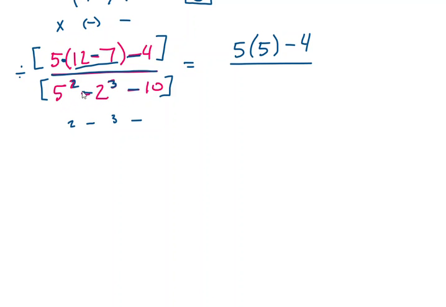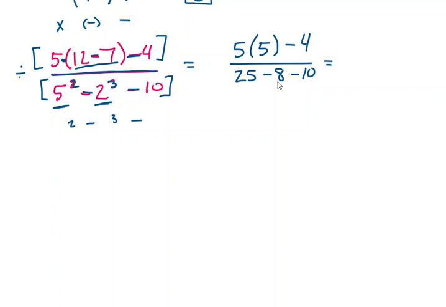Let's do that first. But I have a bunch of exponents, so I'm going to do those. 5 squared is 25. So I just did that one. And then 2 cubed is 2 times 2 times 2, which is 8. So I did that one. And then everything I didn't do, I bring down the minus sign, and the 10.